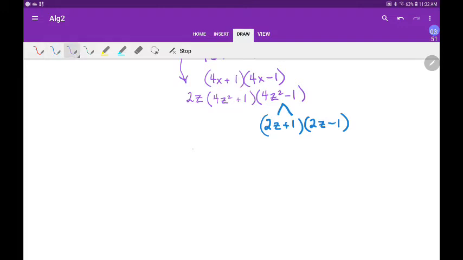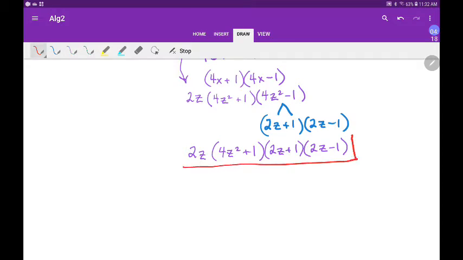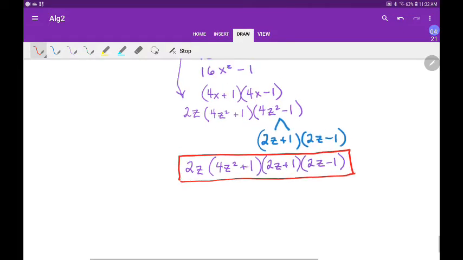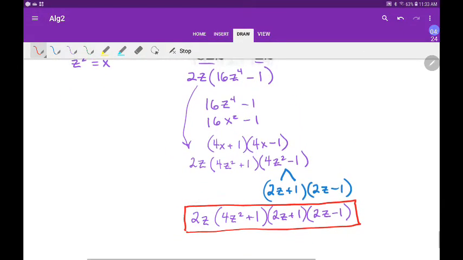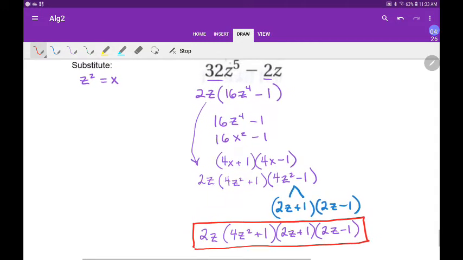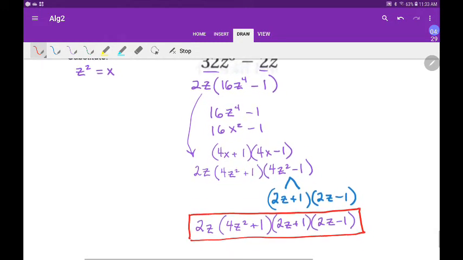And I'd say, okay, now I can write this all together. 2z times 4z squared plus 1, which is the sum of two perfect squares. And I can't factor that, but I could factor this difference over here. So here we go with the difference. And now I'm all done. And only now am I all done. Okay? So if I multiply that back out, I'd get back to where I started from. But this is in the factored form.